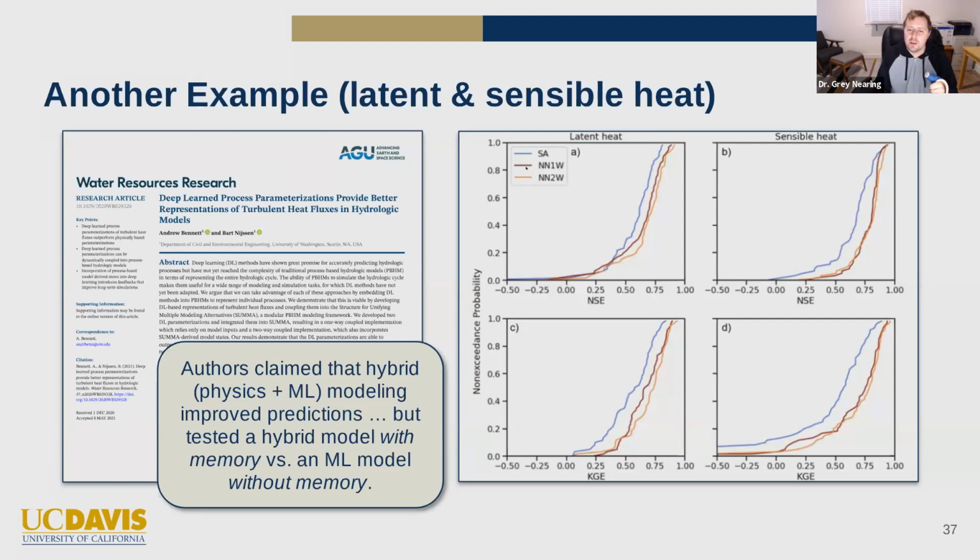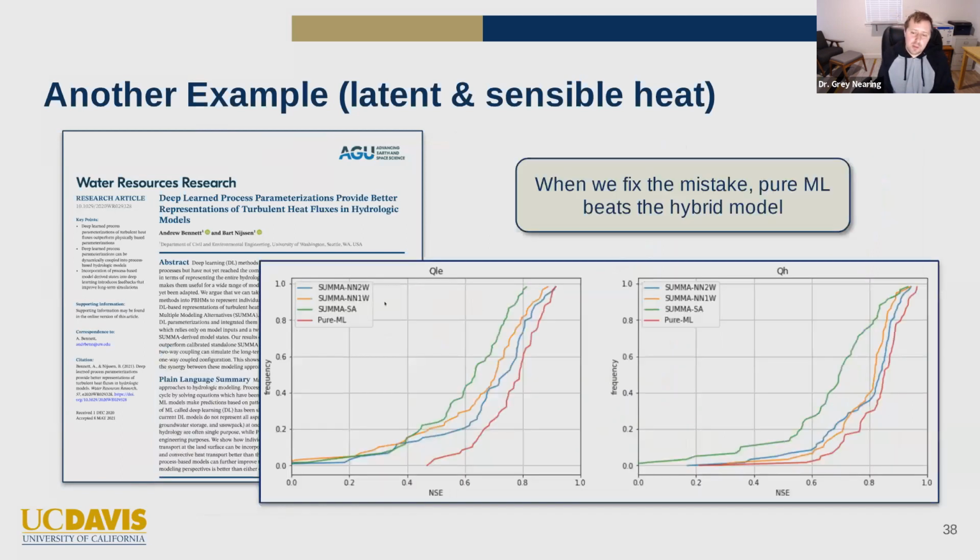The neural network by itself is the red model. So pure machine learning is the red model. And the process-based model is the blue model. So their hybrid physics plus machine learning model did better at both predicting sensible and latent heat fluxes than a pure neural network. But they made a mistake.